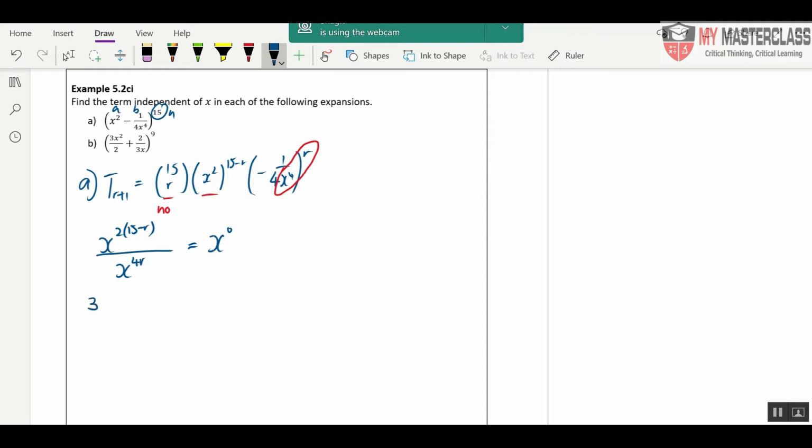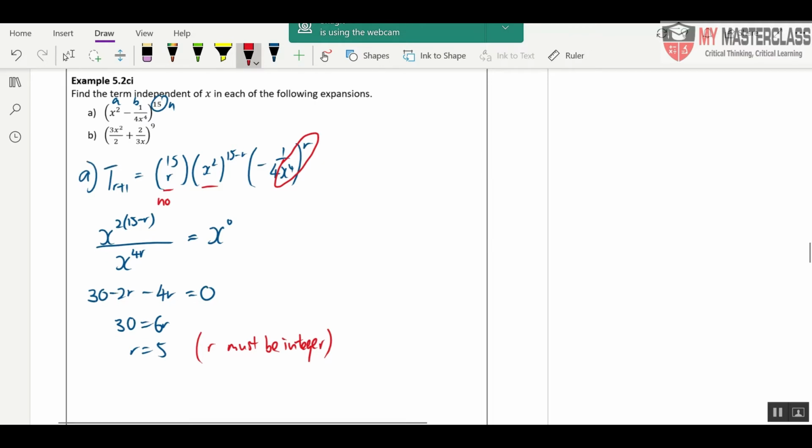So this would mean 30 minus 2r for the numerator, minus 4r. The power will minus, equals to 0. 30 is equal to 6r, r equals to 5. Your r must be an integer, or whole number. If it's not an integer, it means something is wrong, so go back and check again.